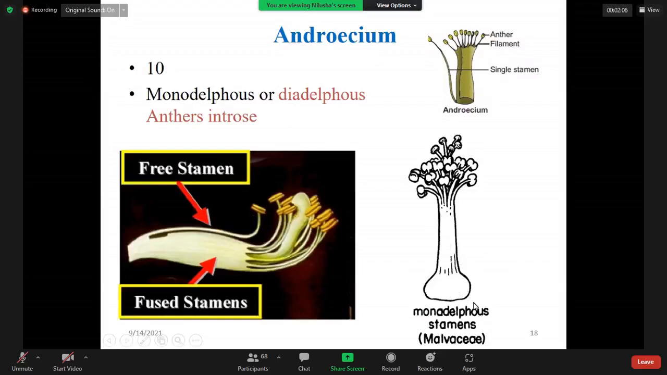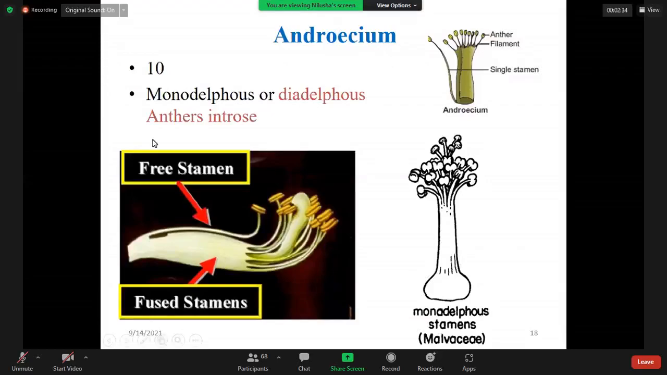See this picture of another family, the Malvaceae family. I think you will learn it in future. In this family, all the stamens are present together, with no one or two stamens in a free condition, so we call it monodelphous.